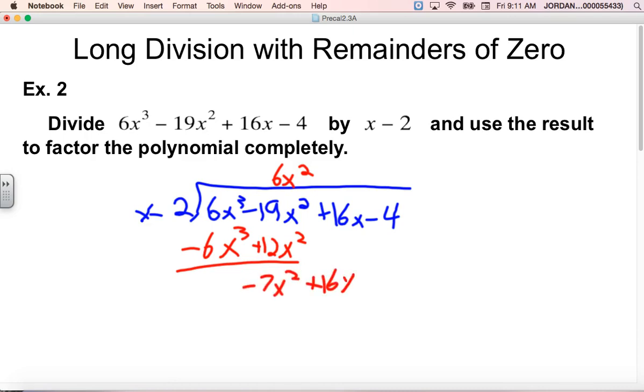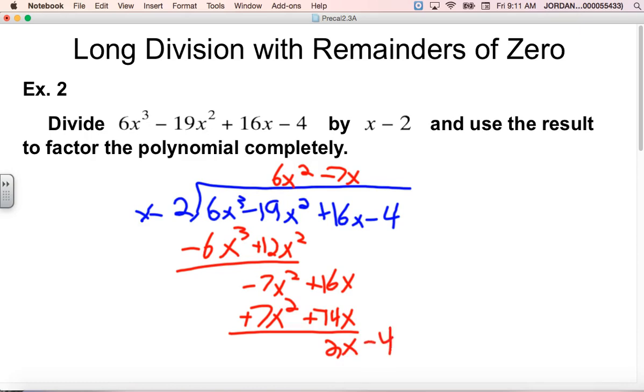Bring down the 16x. Now repeat the process. What do you multiply x by to get negative 7x squared? Negative 7x. So now multiply them. Negative 7x times negative 2 is positive 14x. Now you've got to subtract, so you change the sign on everything. 16x minus 14x gives me 2x. And then I'm going to bring down the 4, minus 4.